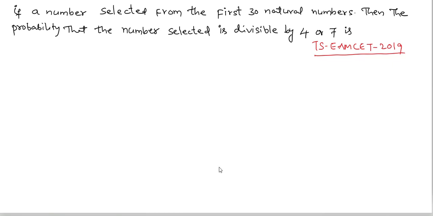If a number is selected from the first 30 natural numbers, then the probability that the number selected is divisible by 4 or 7 is. This is TSMCET 2019 question. Here A be the event that the selected number is divisible by 4.